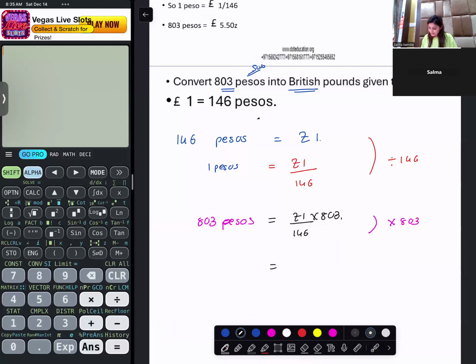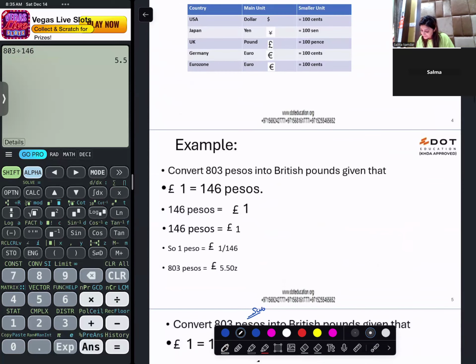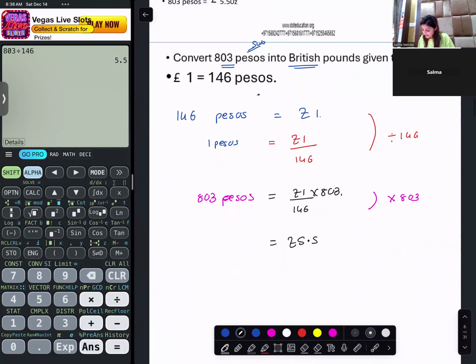So this is going to become 803 divided by 146, which is going to be 5 pounds. And what is the smaller currency for pounds? Pence. So it is going to be 5.50, that is 5 pounds and 50 pence.